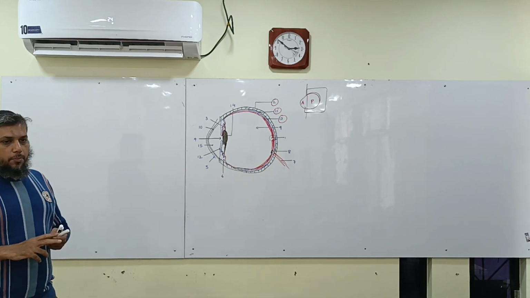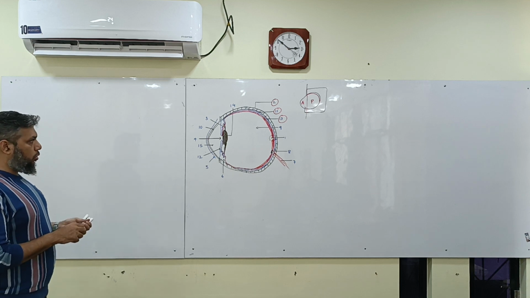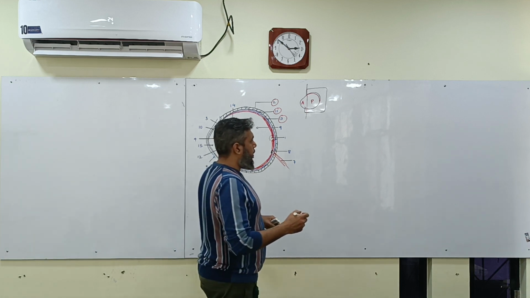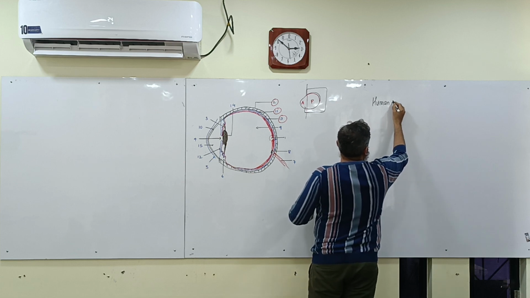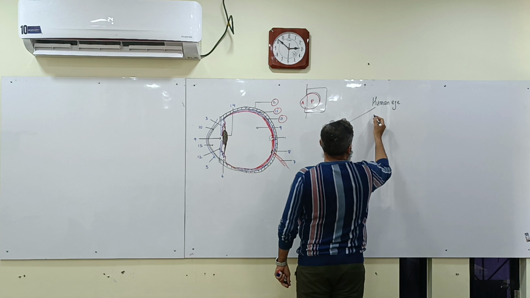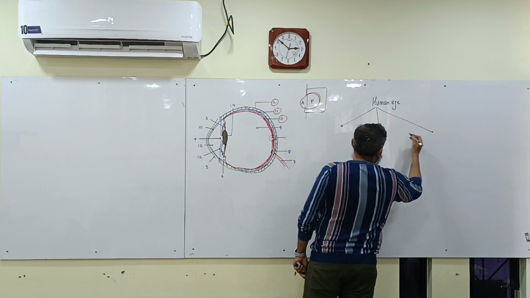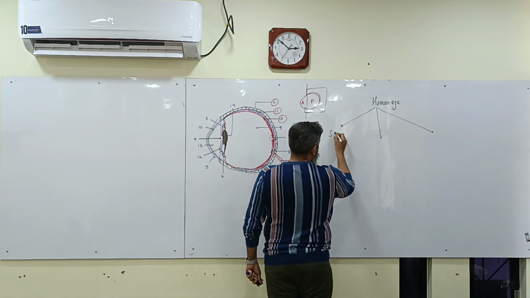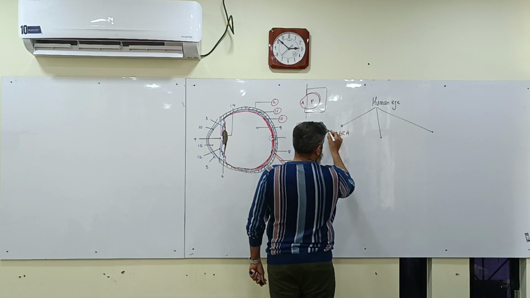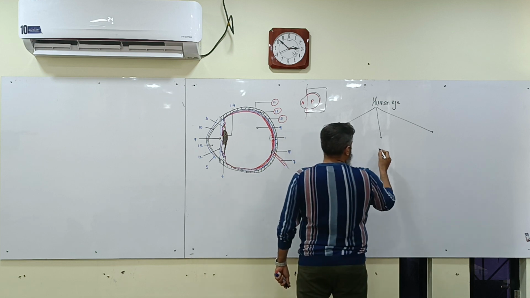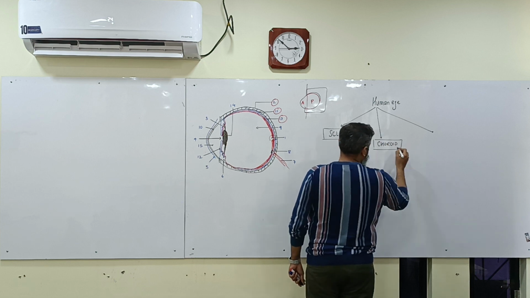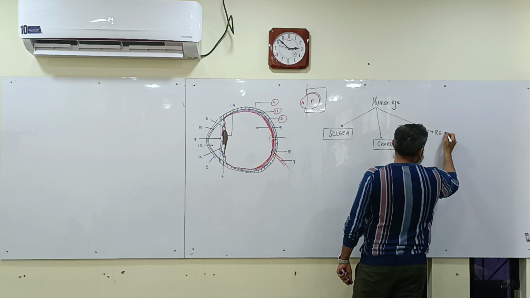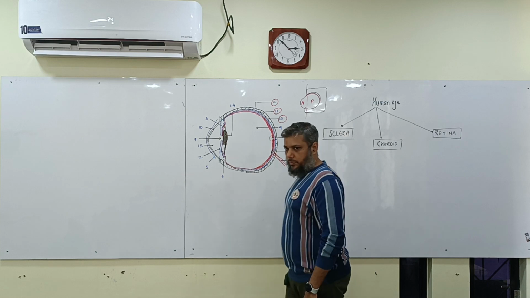So, what are the 3 layers of the eyeball? Sclera, choroid, and the retina. So, the human eye will have how many layers? 3. The outermost layer is called sclera. The middle layer is called the choroid. And the innermost layer is the retina.